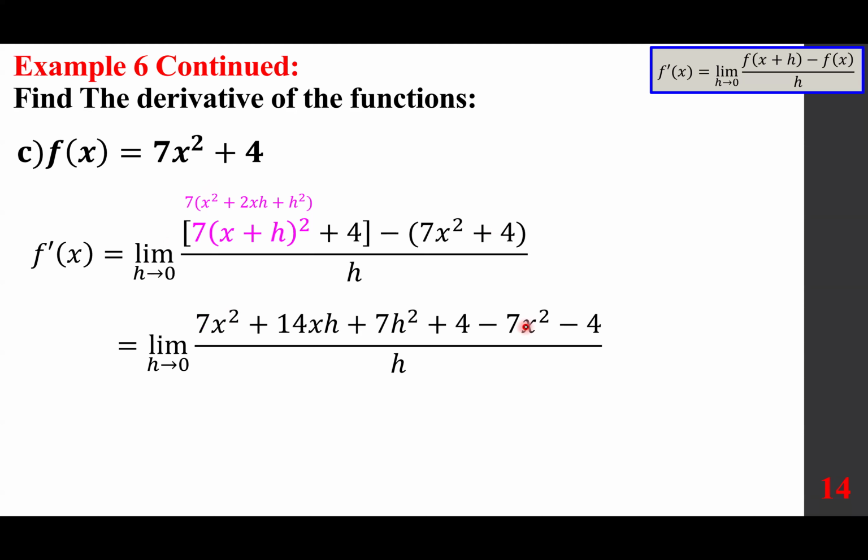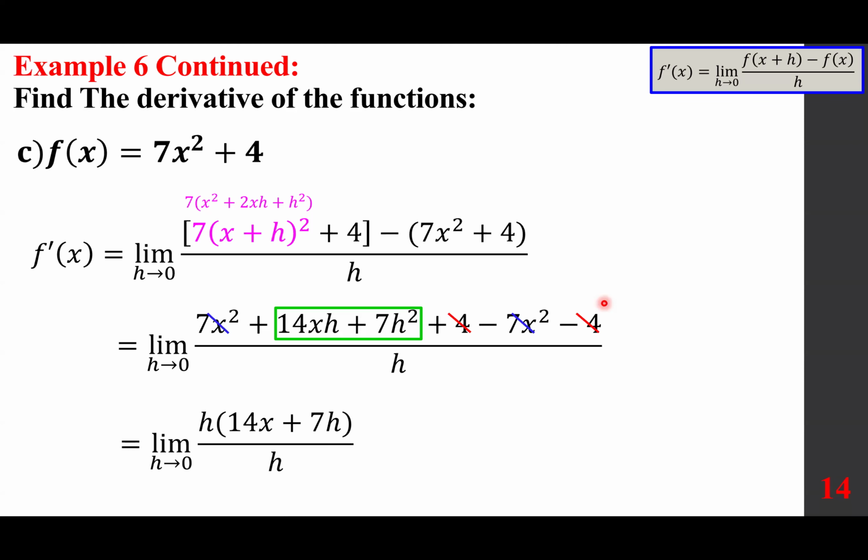7x squared and minus 7x squared cancel each other. 4 and negative 4 do the same. What you see in the numerator, you can take out 7h. I'm going to take only h out because that's the only one that I want to drop. So I get the limit of 14x plus 7h as h approaches 0. Now, if I apply the limit, it's important to keep the limit intact. Then it becomes 14x as the final answer.